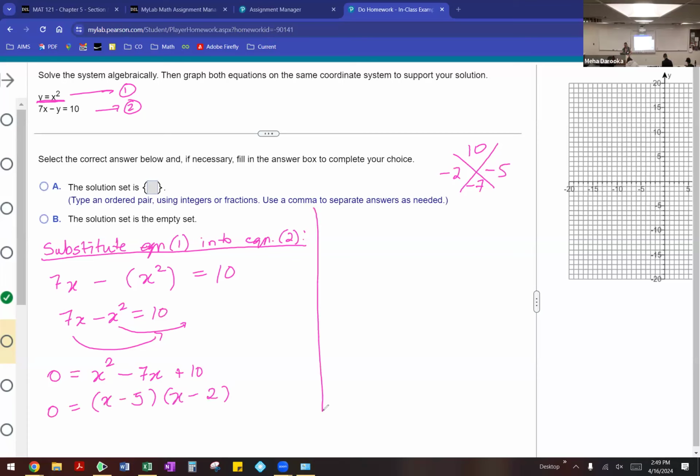Set each one of those equal to 0. Yeah, Danny, very nice, negative 5, negative 2. So setting each one of these equal to 0 will give you x equals 5 or x equals 2. So once you have your x values, obviously we go back and find the y values, right? So what will each one of their corresponding y values be?